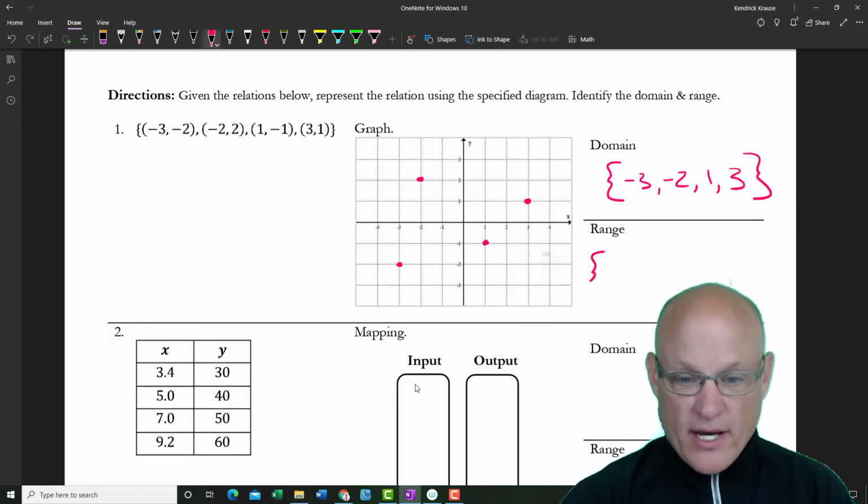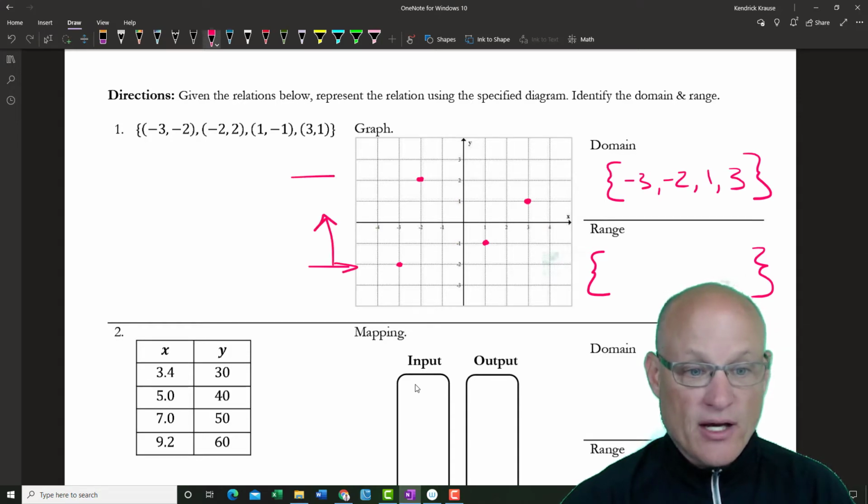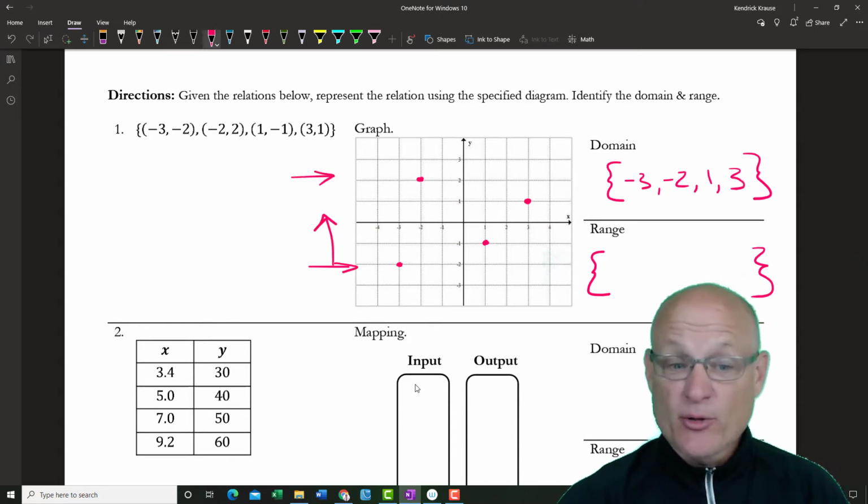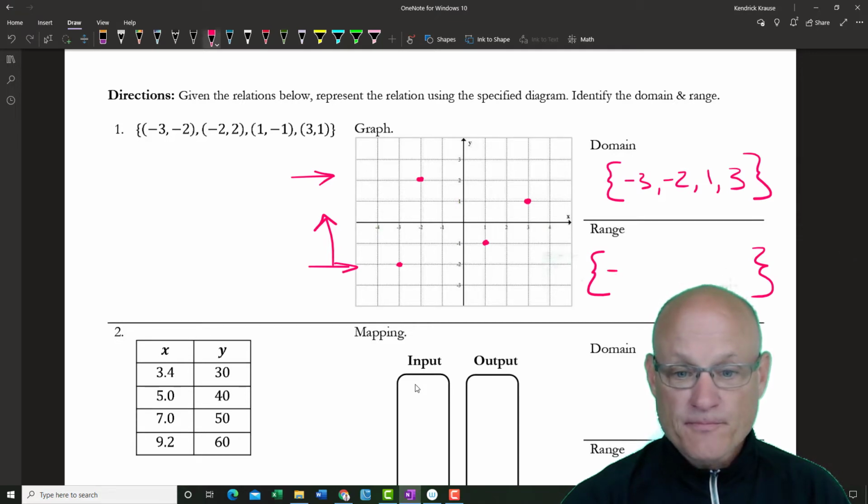If I had to list out the range, again, I'm going to list out the range also in order. So I'm going to go from the lowest going up to the highest, because that gives them to me in order. So the lowest one is -2. The next lowest one is -1. Remember, we're looking at the y values. The next lowest one is 1. And this highest one up here is 2.